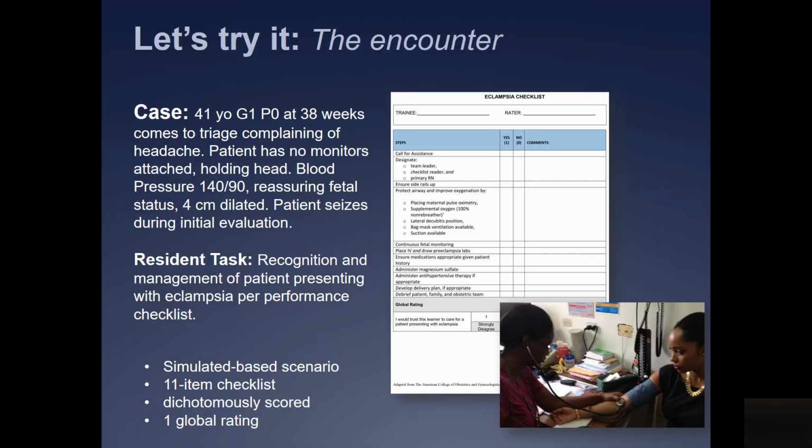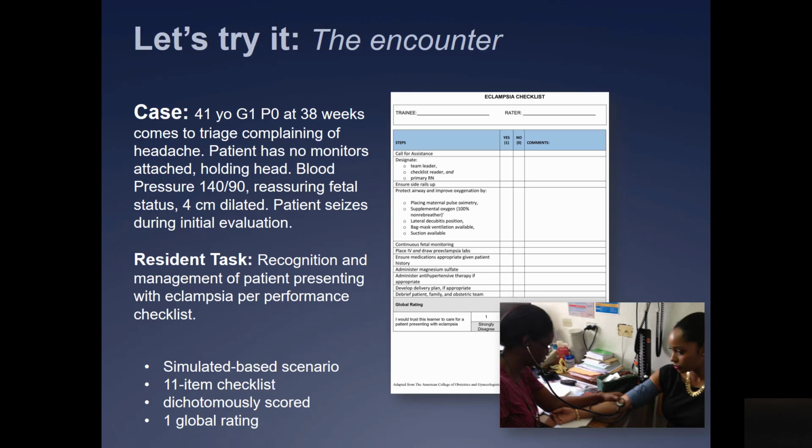As a facilitator, I need to contextualize the setting. So if you are going to facilitate a standard setting session, you need to offer a foundation for your standard setting judges, your experts, your panelists. Okay. In this case, I've selected a performance assessment in a simulated setting where the patient presents with eclampsia. So for the encounter, I'm setting the stage with the case. This happens to be a 41-year-old G1P0 at 38 weeks. She comes into triage complaining of a headache, and ultimately it looks like she seizes during this evaluation, and potentially this is a woman presenting with eclampsia.